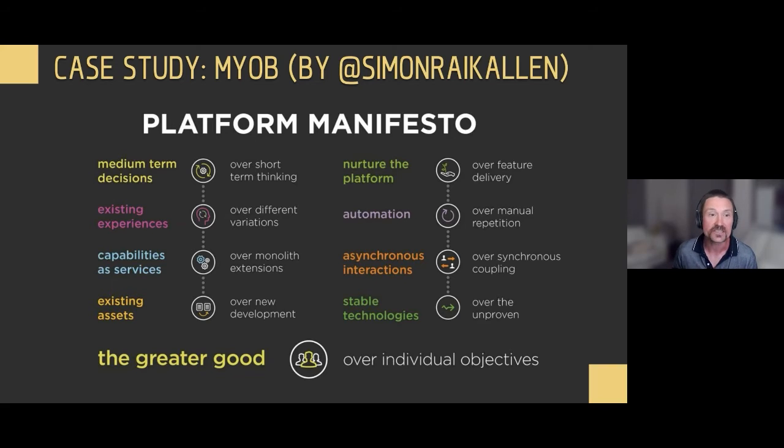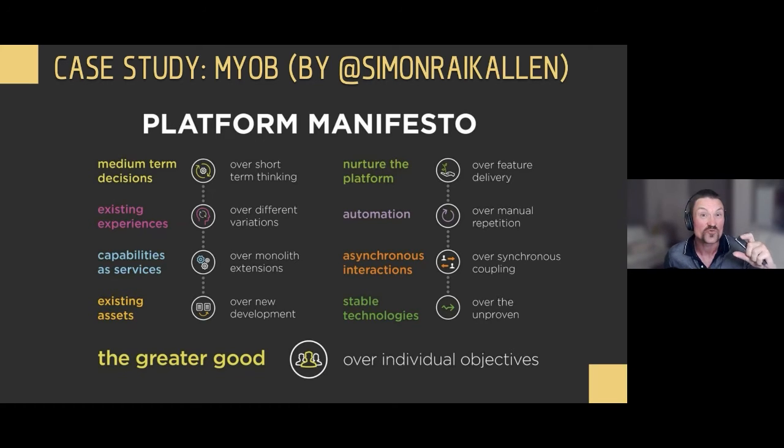And it contains things like medium-term decisions over short-term thinking, capabilities as services rather than monolith extensions. It looks at stable technologies over the unproven. So you can quickly draw some inferences from here.